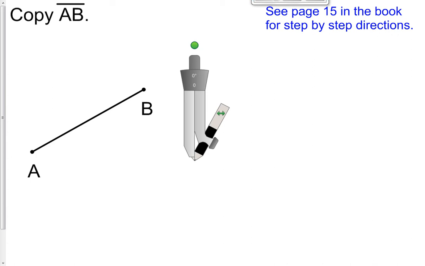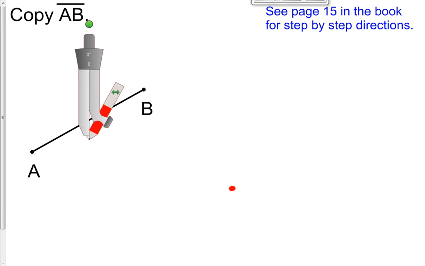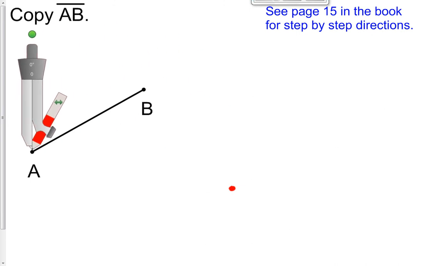So the first thing you're going to do here is put a point to the right side of segment AB. So on your paper, please write a point on the right side of AB. That's going to function as point A. Now, what we're going to do next is put the needle of our compass at point A, and we're simply going to measure the distance using our compass from point A to point B.